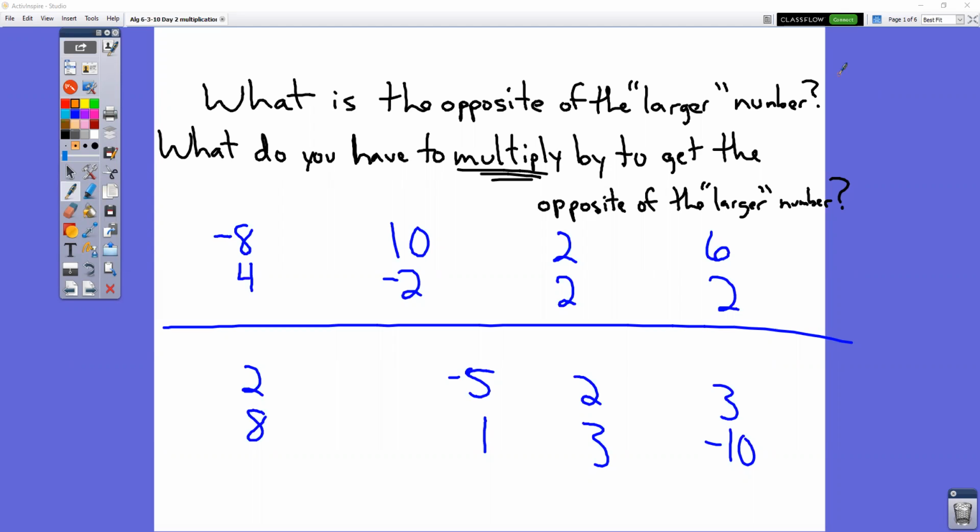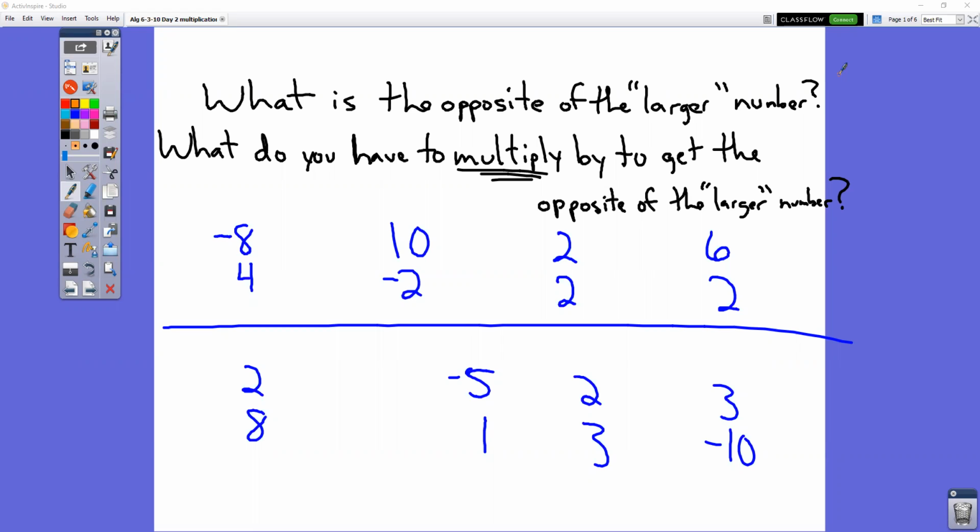Today, what you're doing is you have to create your own opposites first. Then it's exactly like yesterday, all of the same steps. The only difference between yesterday and today is that very first step of creating your own opposites.